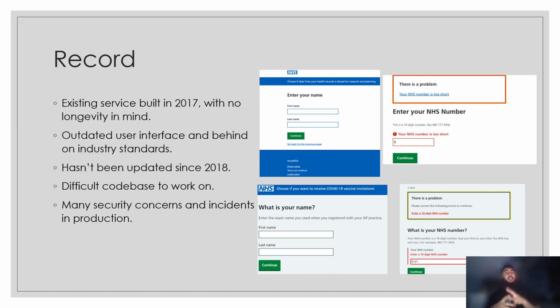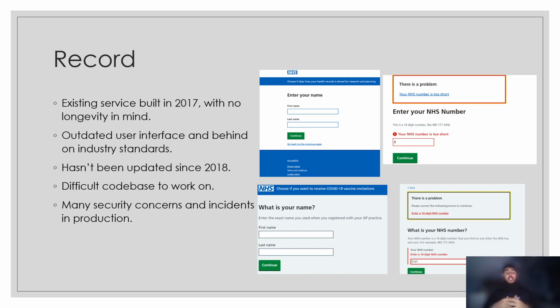As you can see, the top two screenshots are the existing NDOP service, and the bottom two are a different service called the National COVID Vaccination Invitation Preference Service. This is a service that we built during the COVID pandemic, during lockdown, which helps people to set whether they want to receive texts from the government for invitations to take the COVID vaccination.